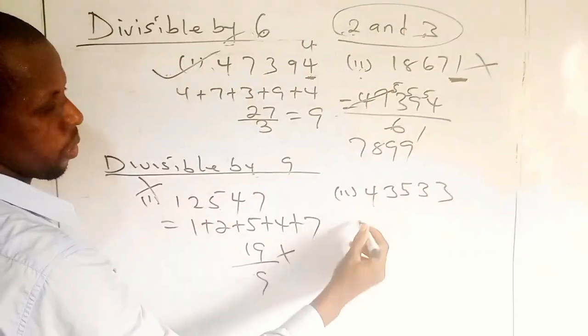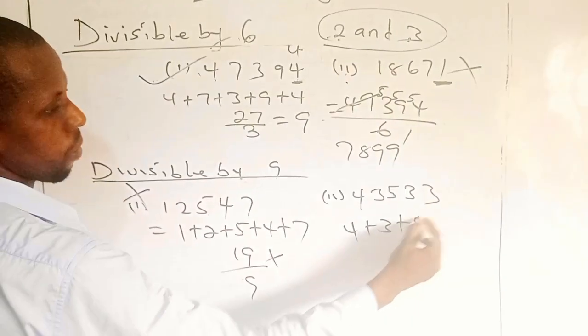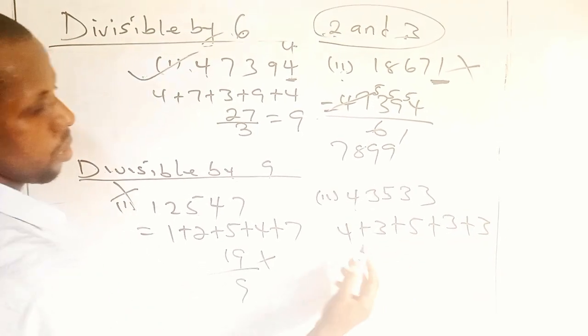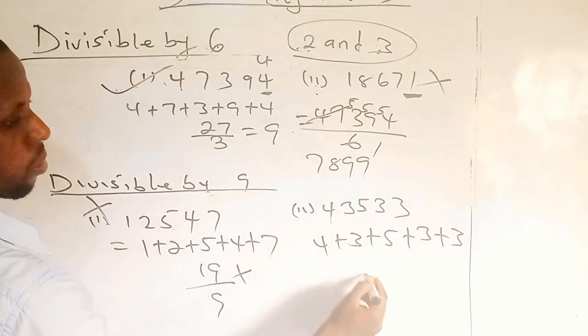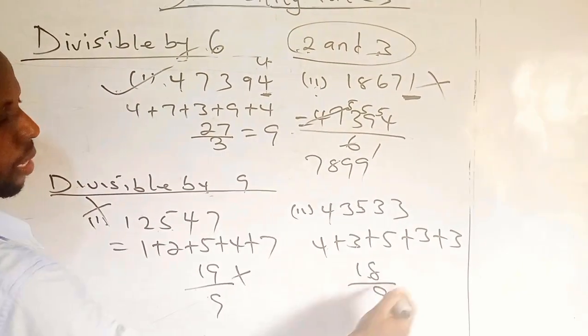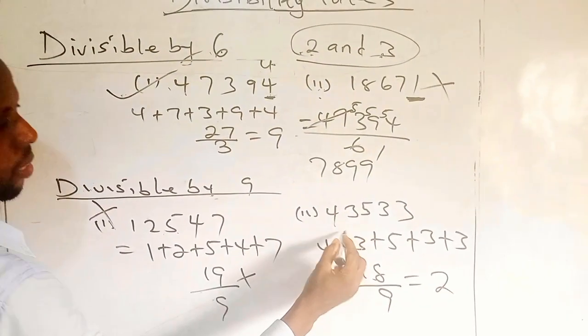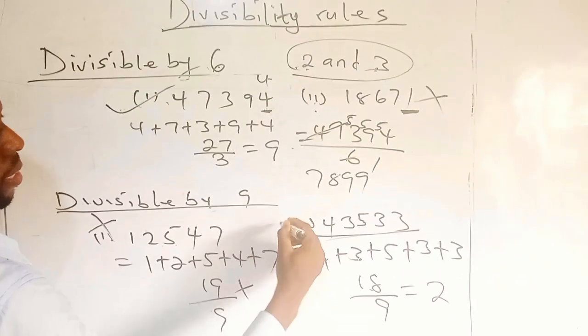Let us check this. We have 4 plus 3 plus 5 plus 3 plus 3. 4 plus 3 is 7. 7 plus 5 is 12. 12 plus 3 is 15. 15 plus 3 is 18. Can I divide 18 by 9? Yes. So that means I can divide this whole number by 9.